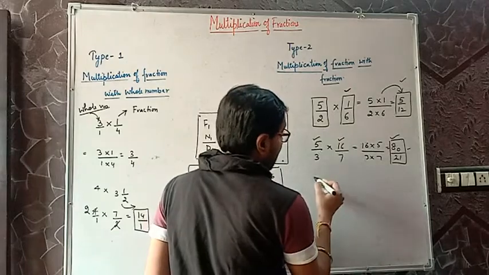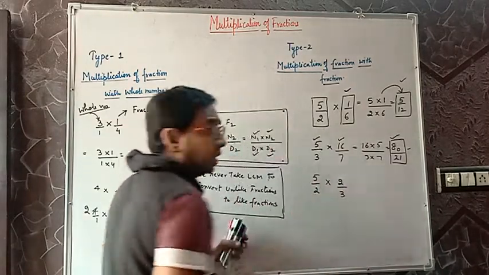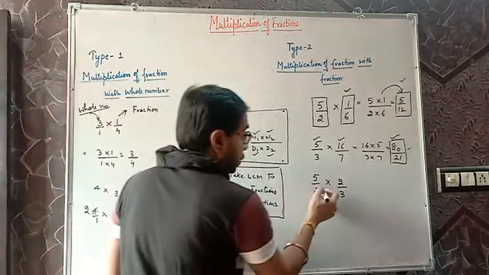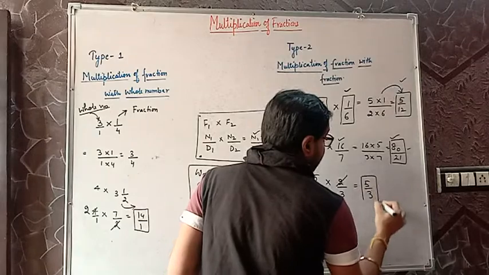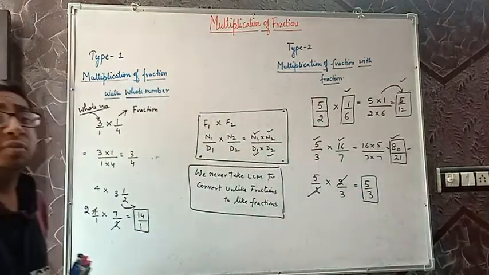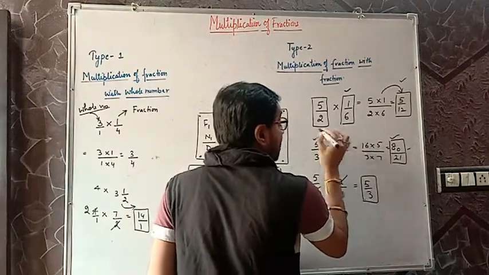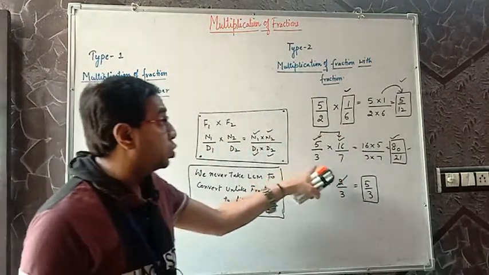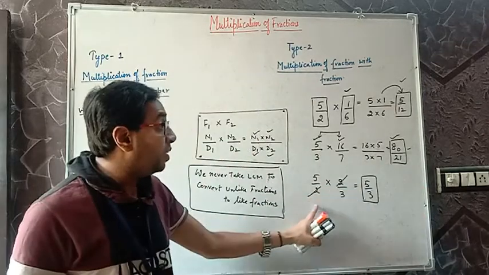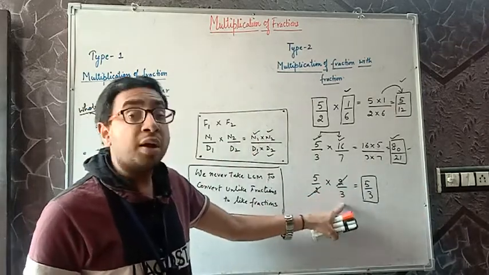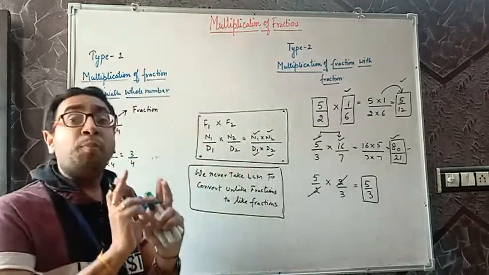Let me take one more example. Let me take 5 by 2 and 2 by 3. Let us check again. 2 cancels. Answer is 5 by 3. Again, it's very important that whenever you take two improper fractions, the result is always improper. But when we multiply one improper and another proper fraction, the result can be improper or proper.